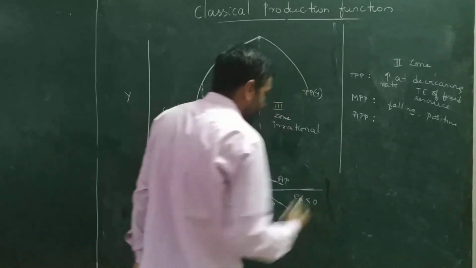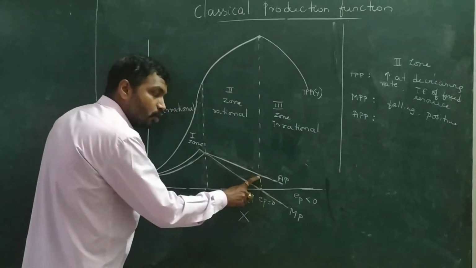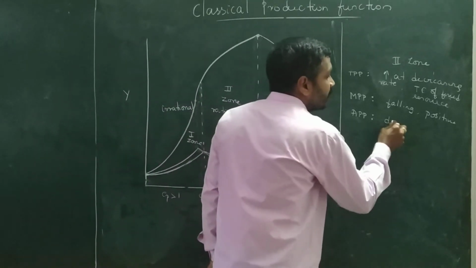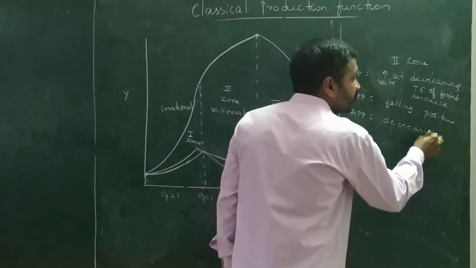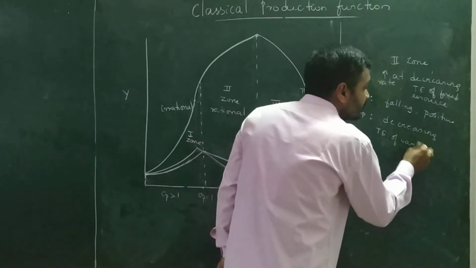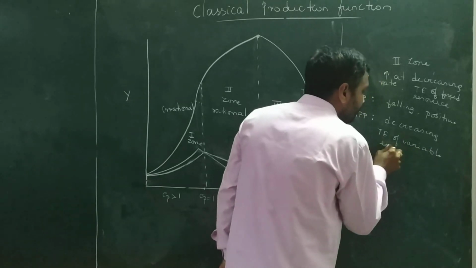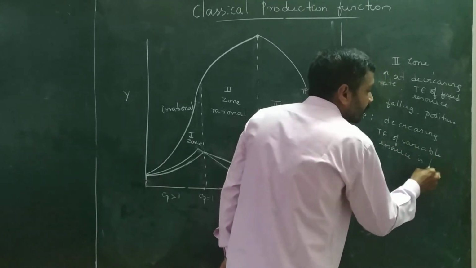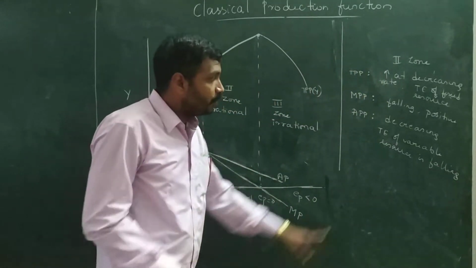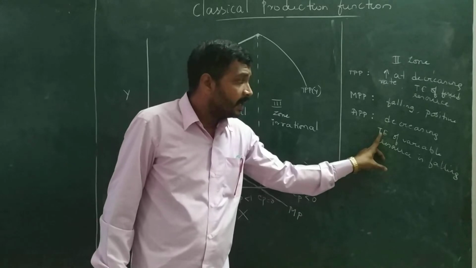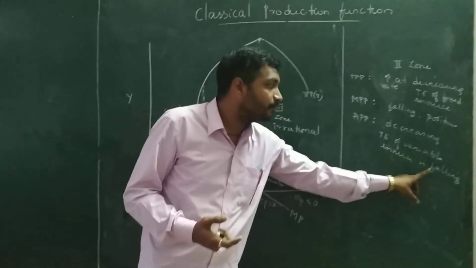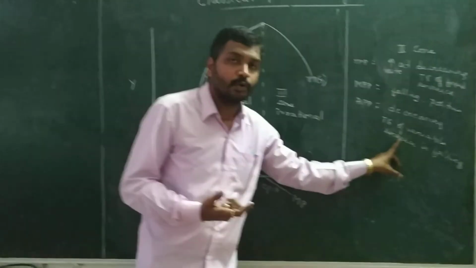Okay, if you consider APP, it is also exhibiting a decreasing trend. What it implies is that the technical efficiency of variable resources is falling, which is not a good sign. If we look into APP, technical efficiency is decreasing. That means farmers should not use variable resource anymore.